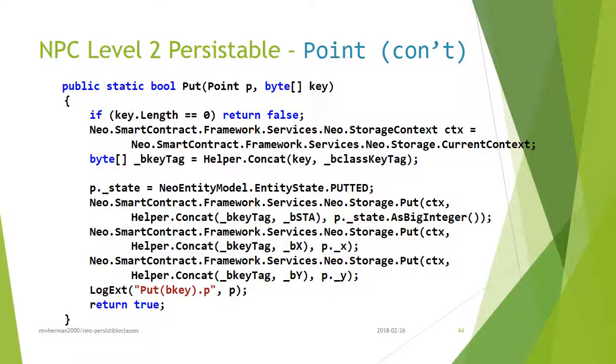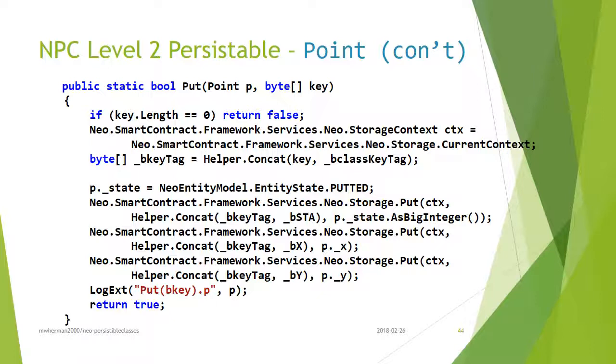We're going to set the state of this to be putted, so that everything that's actually in storage has a state of putted. And you can see that we're putting the state, and then we're putting the X, and then we're putting the Y. And again, we have to make sure that everything is converted to one of the three types that are supported, so either big integer, byte array, or string. And we can see that taking place there for the underscore state system field.